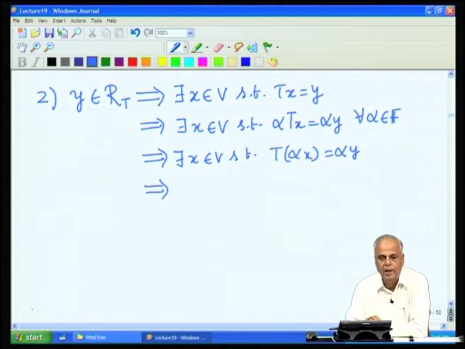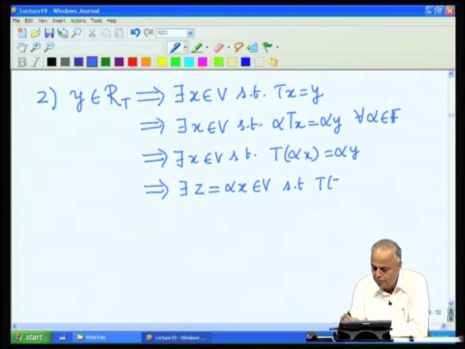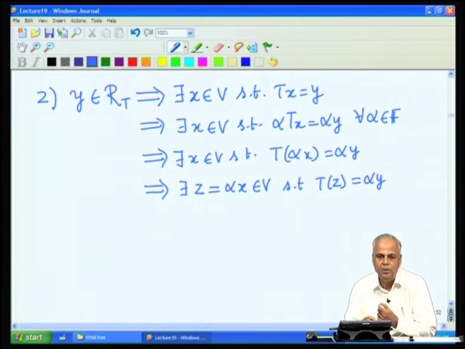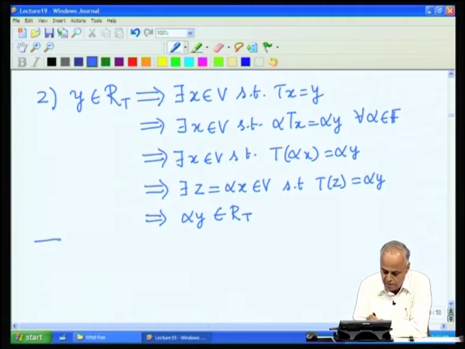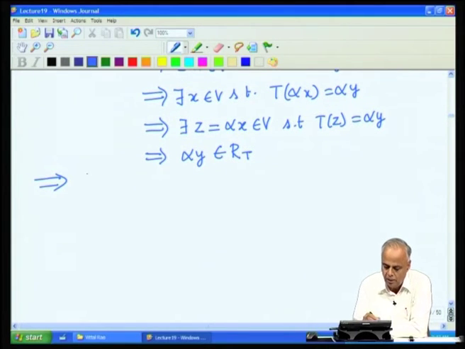Now, if we call alpha x as Z, since x is in V, alpha is a scalar and V is a vector space, therefore, it is closed under scalar multiplication. So, Z equal to alpha x will belong to V such that T of Z is alpha y. That means, alpha y is the value of T at the vector Z, or it is an image of the vector Z, and hence alpha y must also belong to RT. So, that says RT is closed under scalar multiplication.